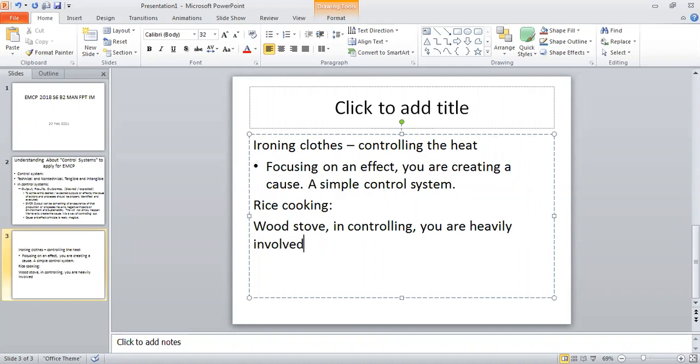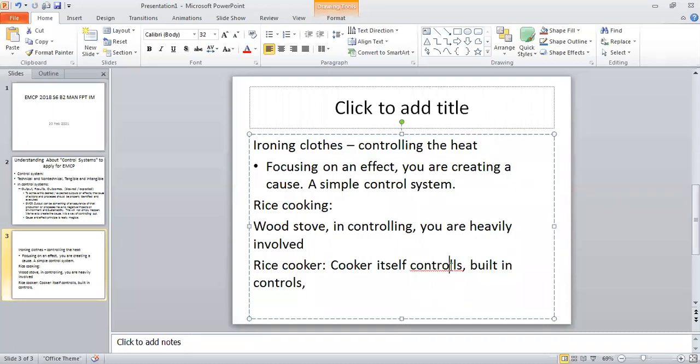Heavily involved. But if you are using a rice cooker, the cooker itself has built-in control. The cooker itself controls, self-control, because of built-in controls. So same, iron also has built-in controls. So we call both the cases about the heating, and also those are thermostats. Okay, controls.